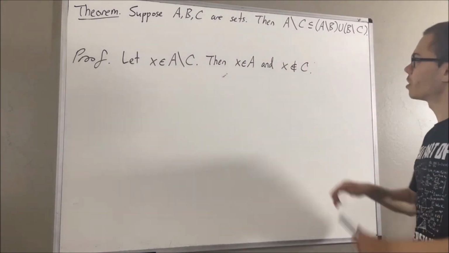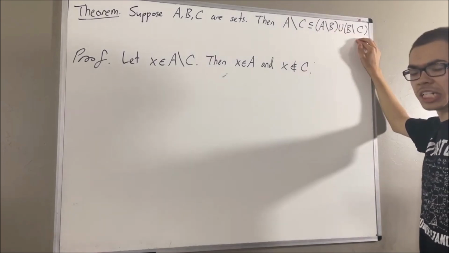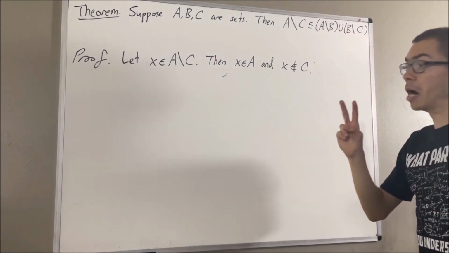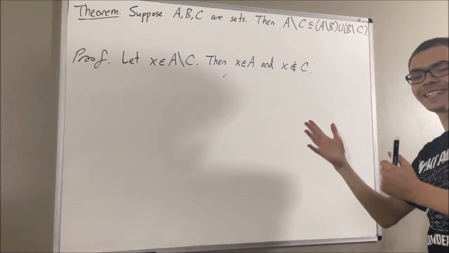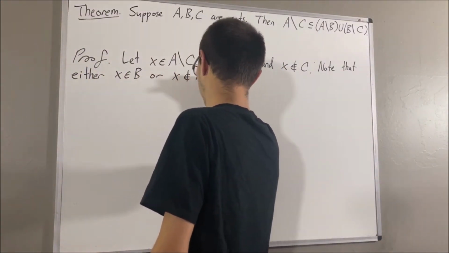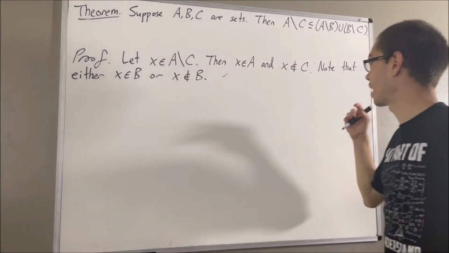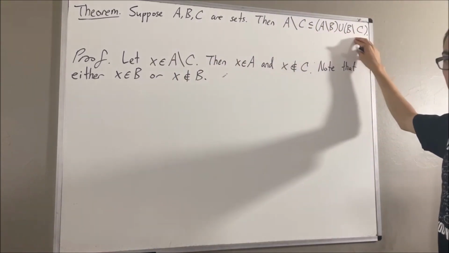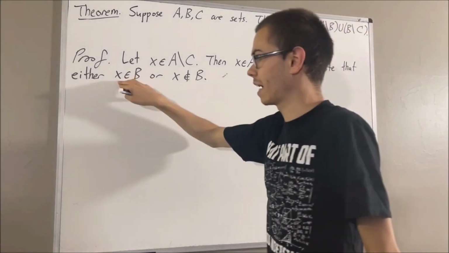Now, to show that X is an element of this set, we're going to split this up into two cases. Either X is an element of B or X is not an element of B. In either case, we're going to show that X is an element of this set. Let's start with the case where X is an element of B.